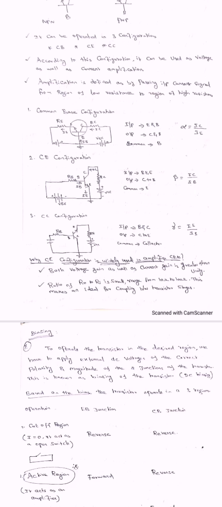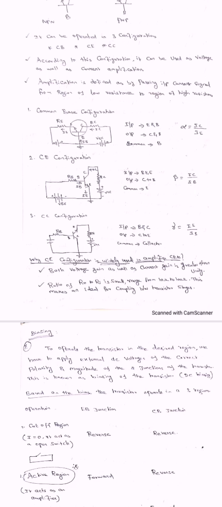Whereas in common collector configuration, the voltage gain is less than unity. In common base configuration, the current gain is less than unity. But in common emitter, both the voltage gain and current gain are greater than unity. But in common collector and common base configuration, either current gain or voltage gain should be less than unity. So it is not used in an amplifier circuit.